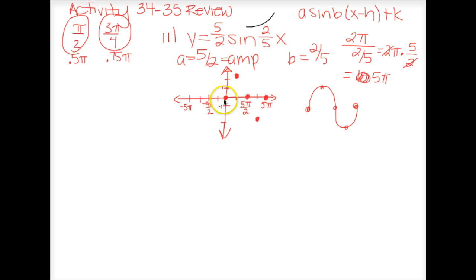Other side should be minimum, midline, maximum, midline. And so then connect the dots. Make sure it's curvy and not pointy. And there is our graph.